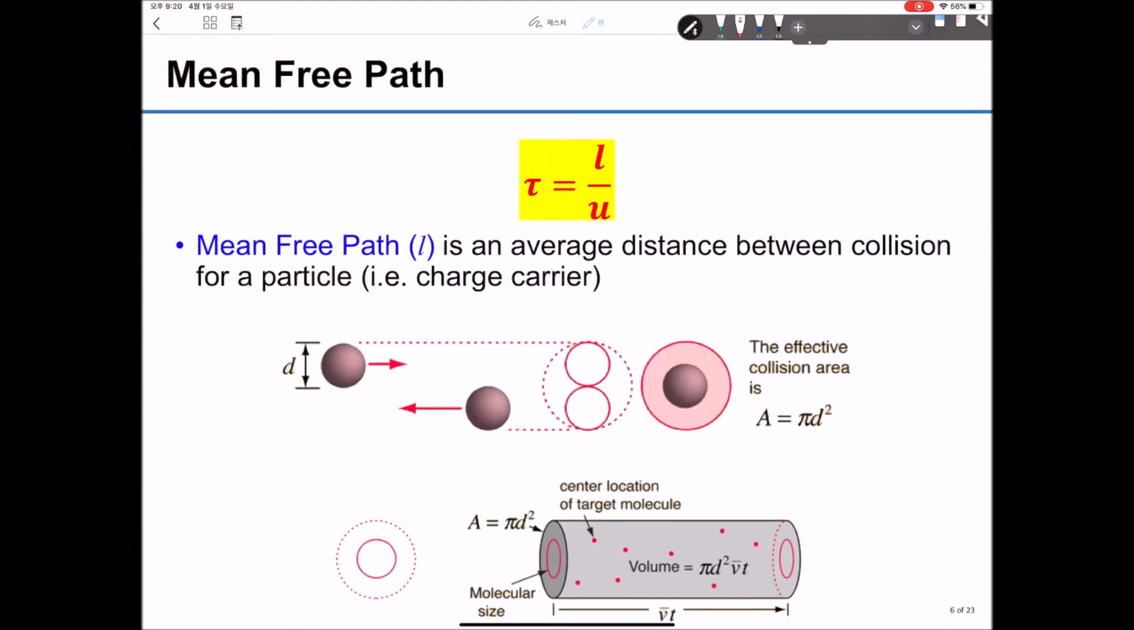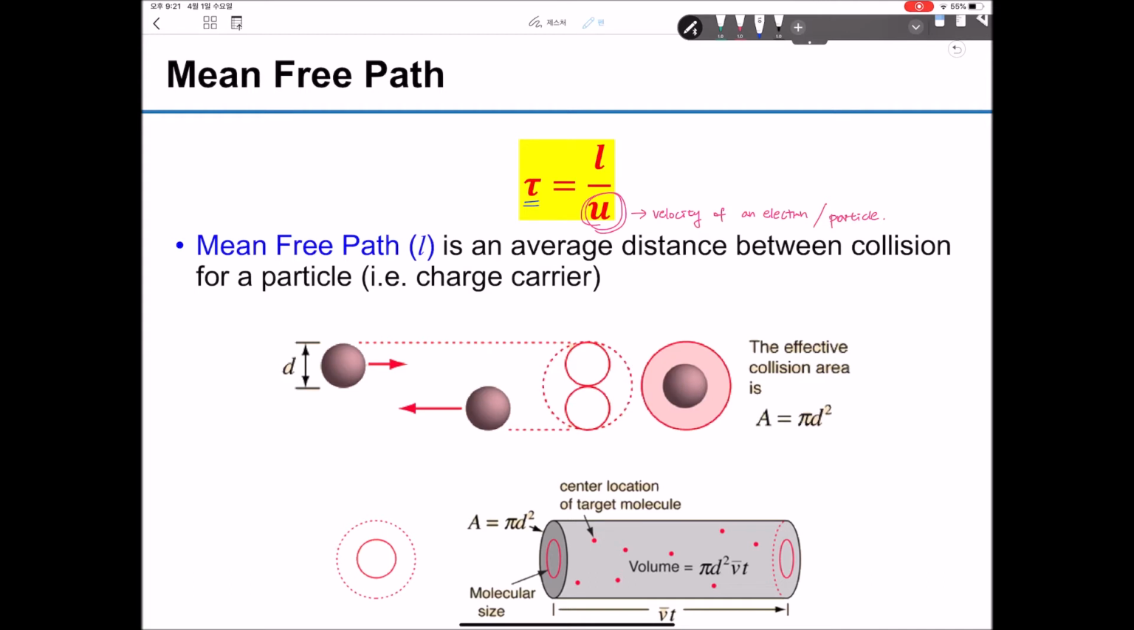Okay, so now let's get into our more familiar topic. As I said, this scattering time, or mean average free time, is very important. And if we consider that this is the velocity of an electron or any particle, the relaxation time, the scattering time tau, can be expressed as L divided by this velocity.